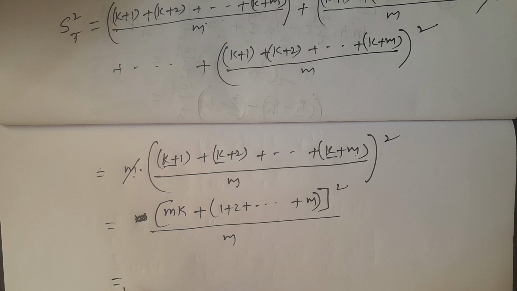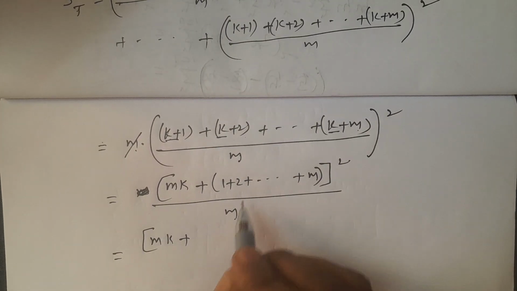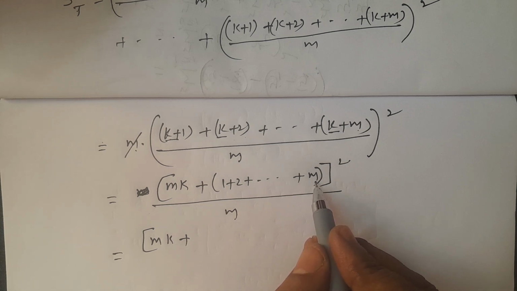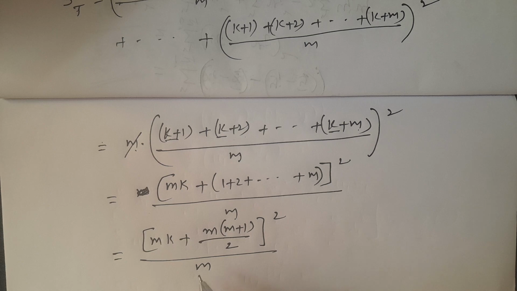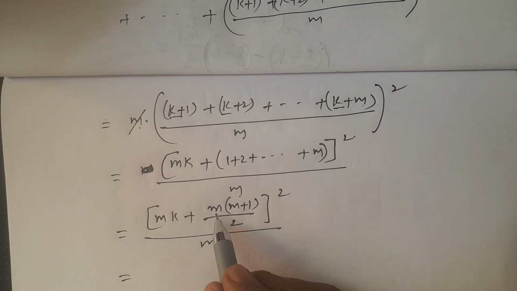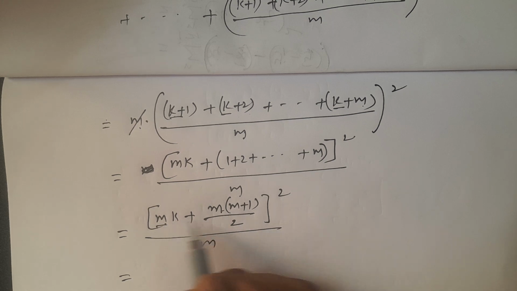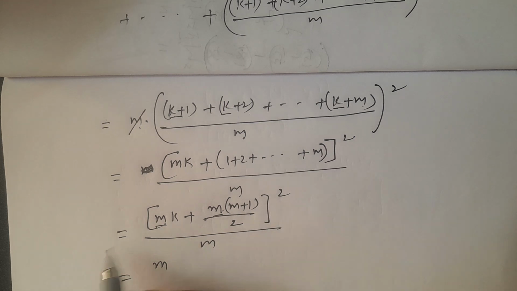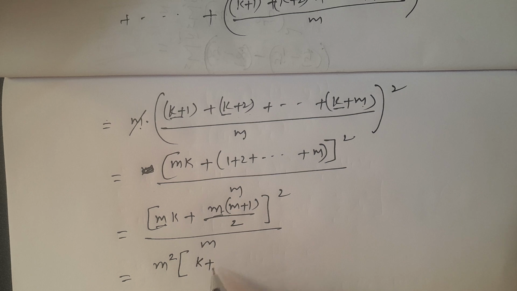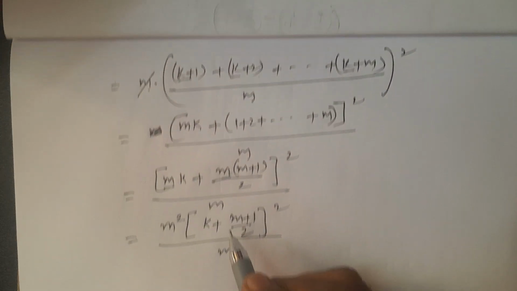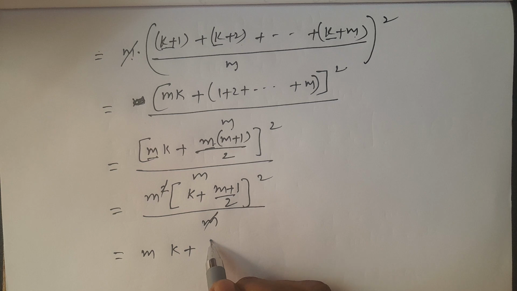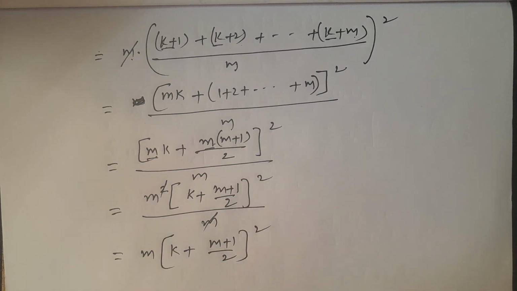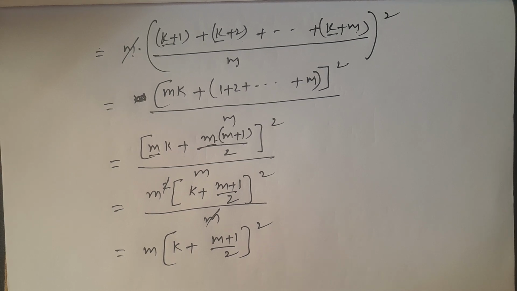So I have cancelled one m, which is equivalent to m k plus 1 plus 2 plus and so on plus m, the sum of the first m natural numbers, that is m into m plus 1 divided by 2, whole square divided by m. If you take m common outside, it will be m square multiplied by k plus m plus 1 divided by 2 whole square, divided by m. Is it clear? Again, one particular m will be cancelled. So m multiplied by k plus m plus 1 divided by 2, the whole square.